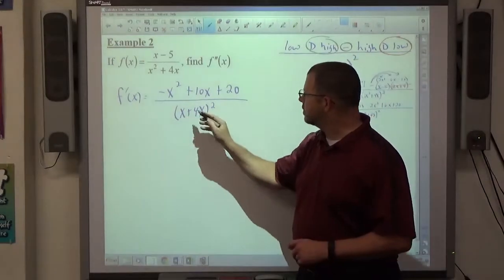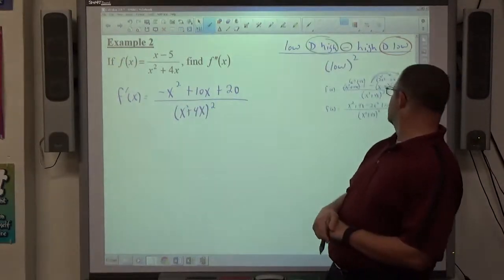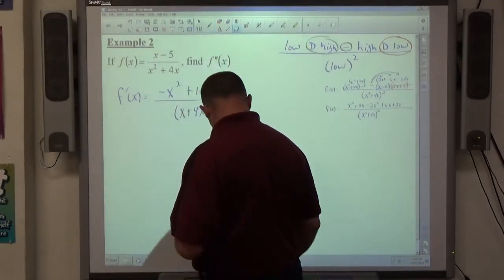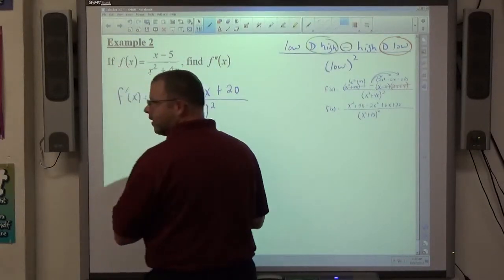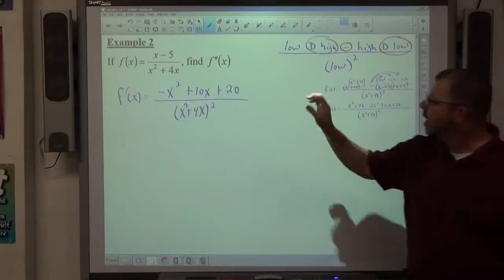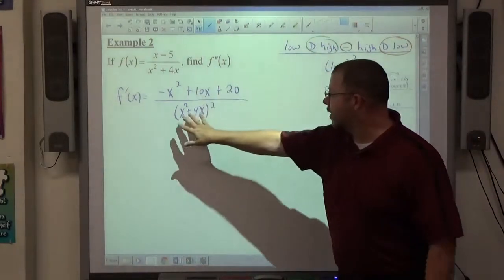This is an x squared. Did I have that written? It's x squared. I know it's x squared. Did I ever have it written? I don't know. I hope I did. As I was moving things around, it just disappeared, but it would still be down here. But oh well. Pretend that x squared was there the whole time. X squared plus 4x, the quantity squared. The d low part is x squared plus 4x squared.